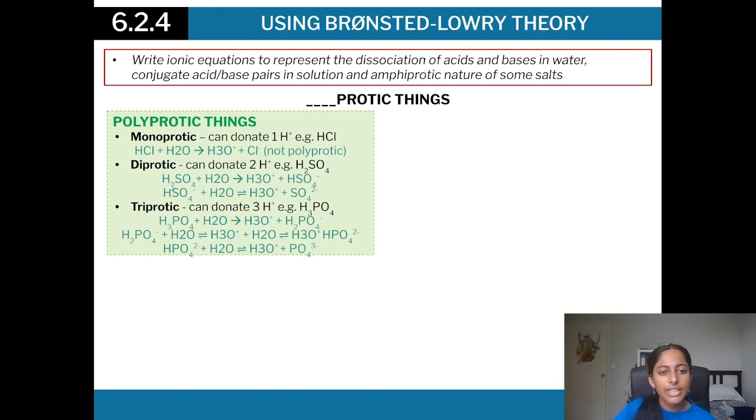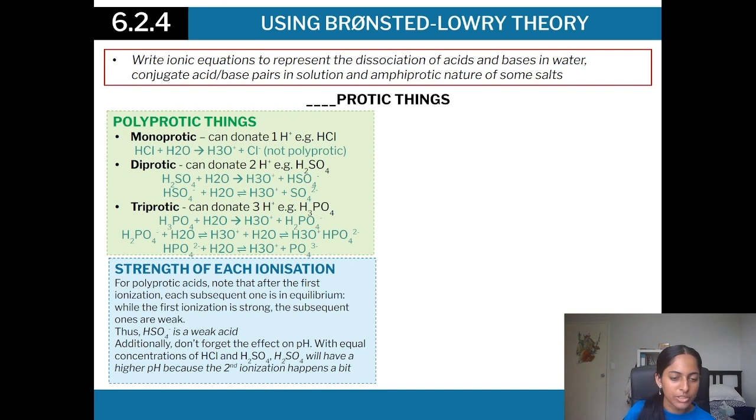And like I mentioned, H2SO4 is a strong acid in the first ionization. However, in the second ionization, when you have HSO4 minus reacting with water, it actually is a weak acid at that stage. And you also have triprotic acids. That's something like H3PO4, so it can donate 3 hydrogens. And you can also see here that in phosphoric acid, the first ionization is strong, and the rest of them are weak, and that's how it typically works for these two acids. So just be aware of it.